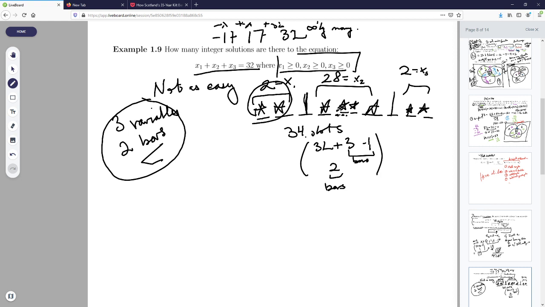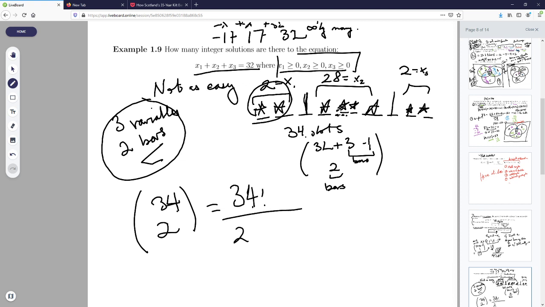So let's at least calculate this number. So this is 34 choose 2, which is equal to 34 factorial over 2 factorial, 32 factorial, which when you do a little bit of simplifying is going to be equal to 34 times 33 over 2.